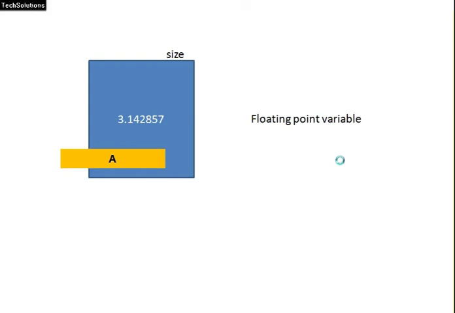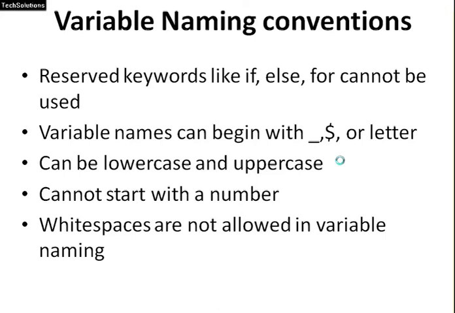Unlike other programming languages, there are certain rules or naming conventions for naming variables. Also in Python, reserved keywords like if, else, for cannot be used as a variable name. Variable names can begin with an underscore, the dollar symbol, or a letter. Variable names can be lowercase and uppercase. Variable names cannot start with a number. White space characters are not allowed in the naming of variables.